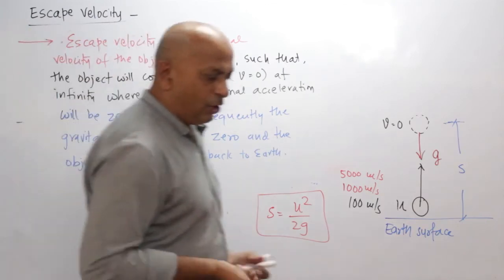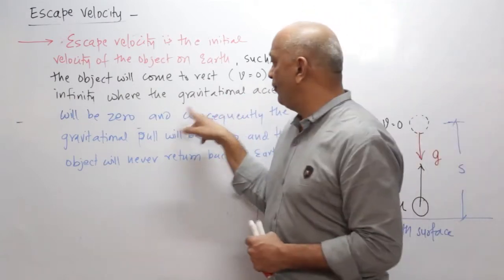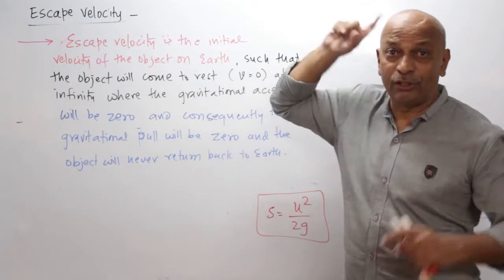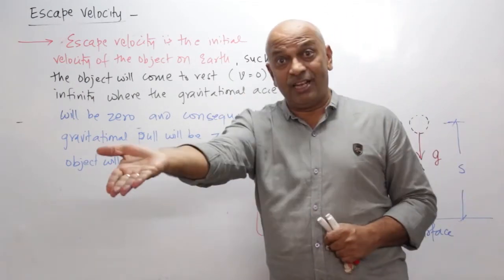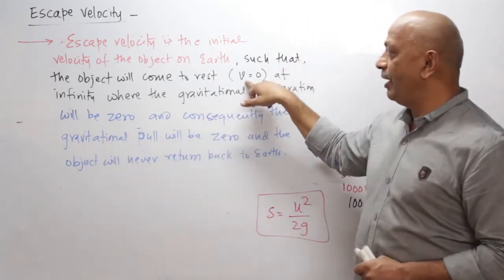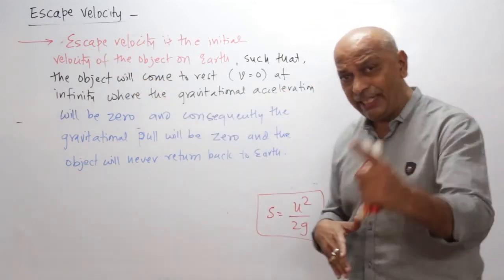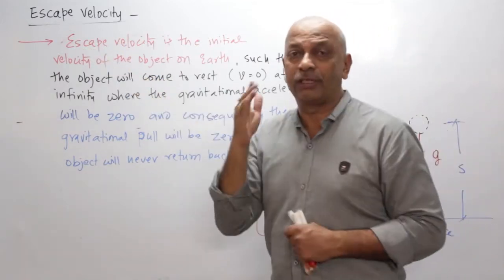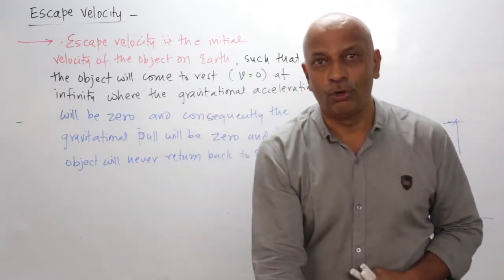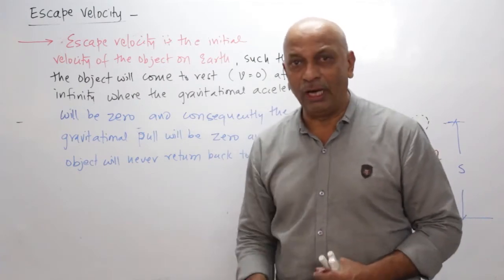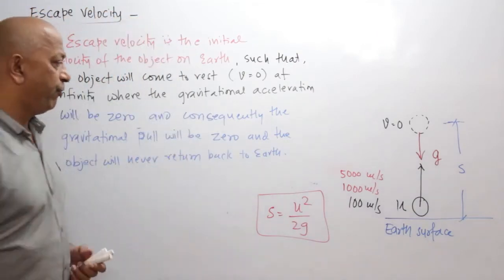It is such initial velocity that it will reach to infinity, and where at infinity the velocity will become zero. Infinity ला तो काय होणार? Zero होणार. Infinity ला velocity मिळणार नाही. जर u पेक्षा जास्त velocity दिली तर infinity ला पण velocity zero च्या पेक्षा जास्त असणार आहे. So it is that initial velocity, it will reach to infinity, it will come down to rest at infinity, and the gravitational pull will be zero, and it will never come back on the earth. And that such initial velocity is called as escape velocity.